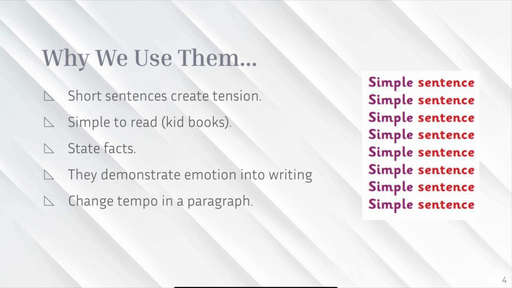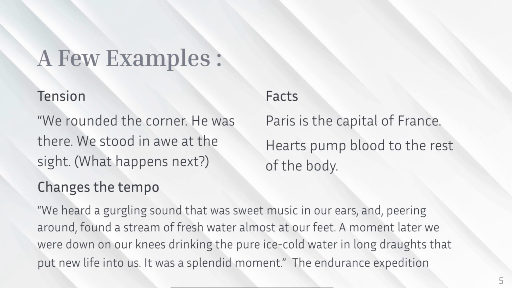Why we use them. They are helpful to create tension in stories. They are simple to read. They can state facts. They can demonstrate emotion in writing. And they can change the tempo in a paragraph. Here are a few examples. We rounded the corner. He was there. We stood in awe at the sight. These little choppy sentences keep the reader wanting more and wanting to know what happens next.